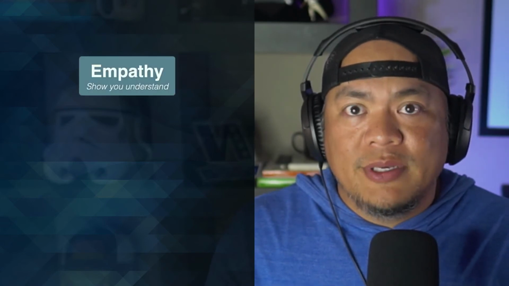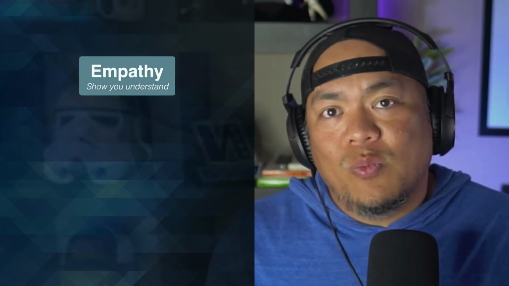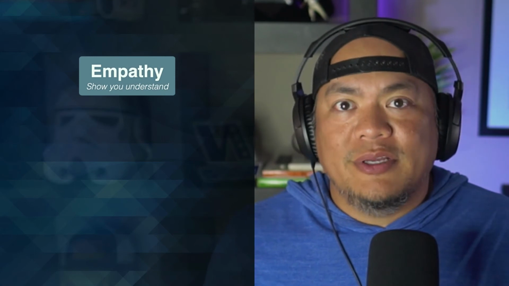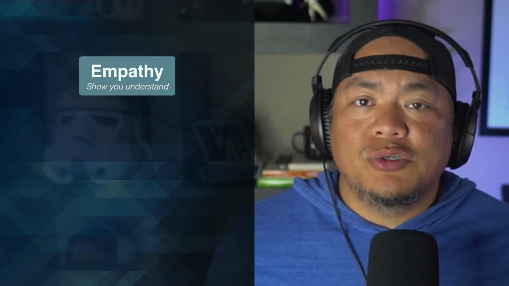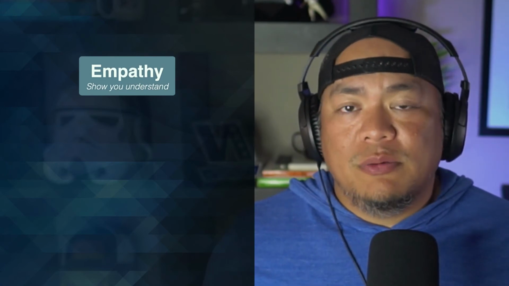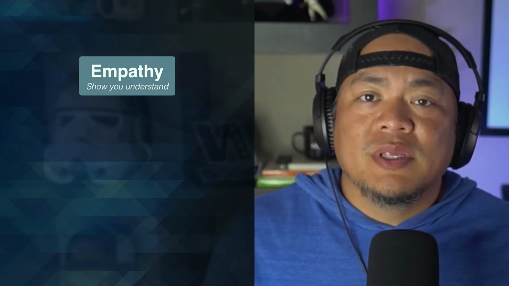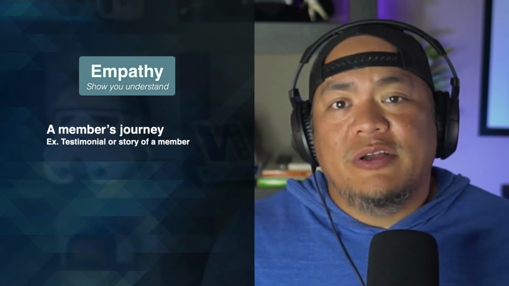So the third topic in the 3-topic pillar will be empathy. Now, this is a great one because it's a way for you to show your community that you understand what they're feeling, to show that you're empathetic to their needs and emotions when starting a training program, or maybe they hit a plateau. So some examples of this would be sharing a member's journey.